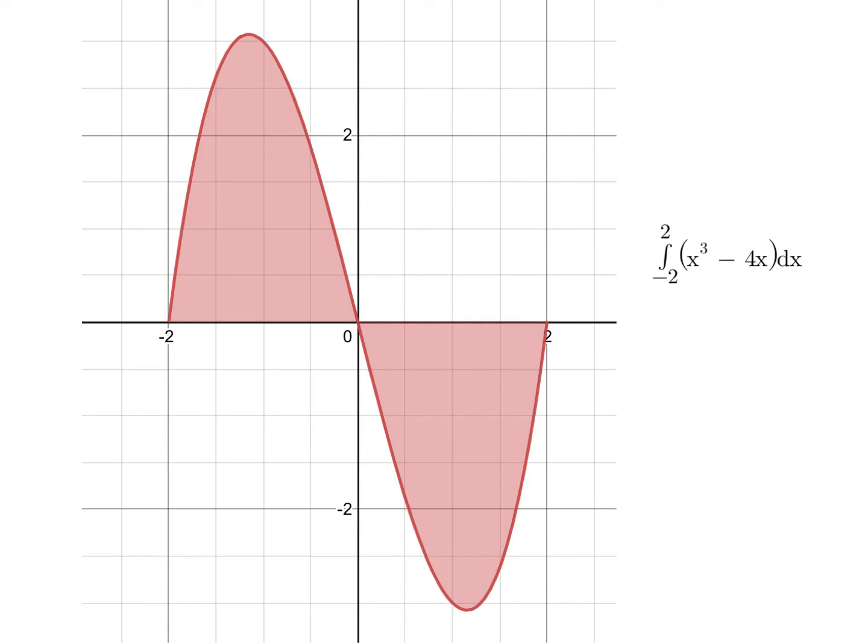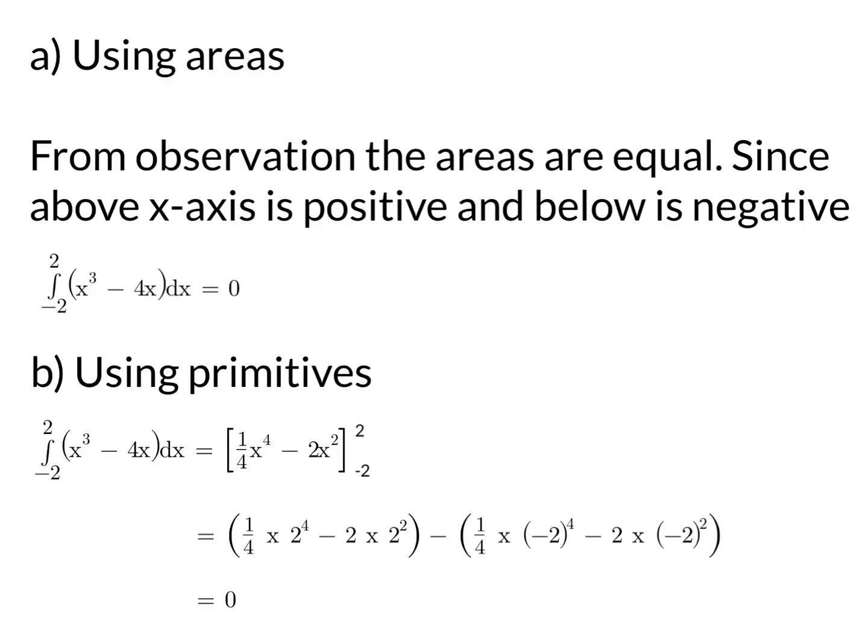So here's our second example. The integral from minus 2 to 2 of x cubed minus 4x. Now you can see from this that those areas are exactly the same. So the area above is positive, the area below is negative. So that observation was that the areas are equal. And since above the x-axis is positive and below the x-axis is negative, therefore the integral from minus 2 to 2 is 0. So let's check that using the primitives.